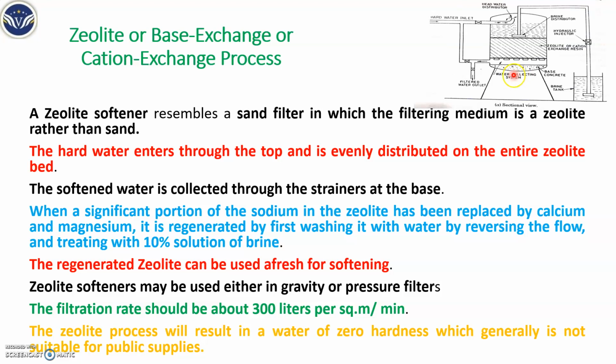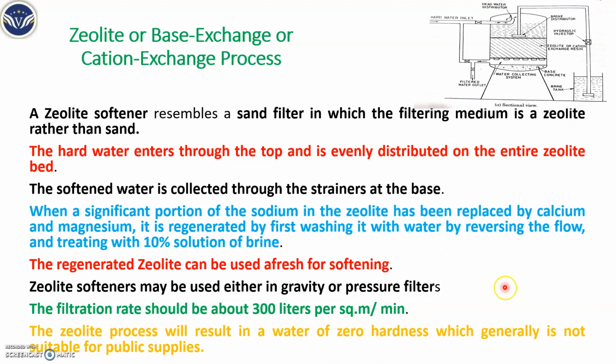The rate of filtration should be around 300 liters per square meter per minute. But as it has zero hardness, it cannot be used for public water supply, because we drink mineral water, we don't drink demineralized water, right? You can see on your water bottle they give the minerals present in it. The body requires certain minerals: a certain amount of calcium, magnesium and iron should be present in the water itself. This process removes them completely and makes the hardness zero, so we can't drink that water.